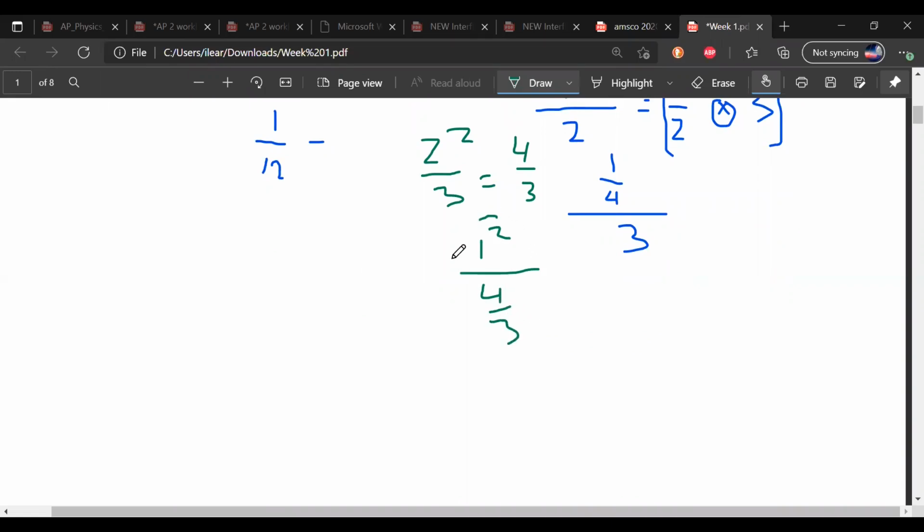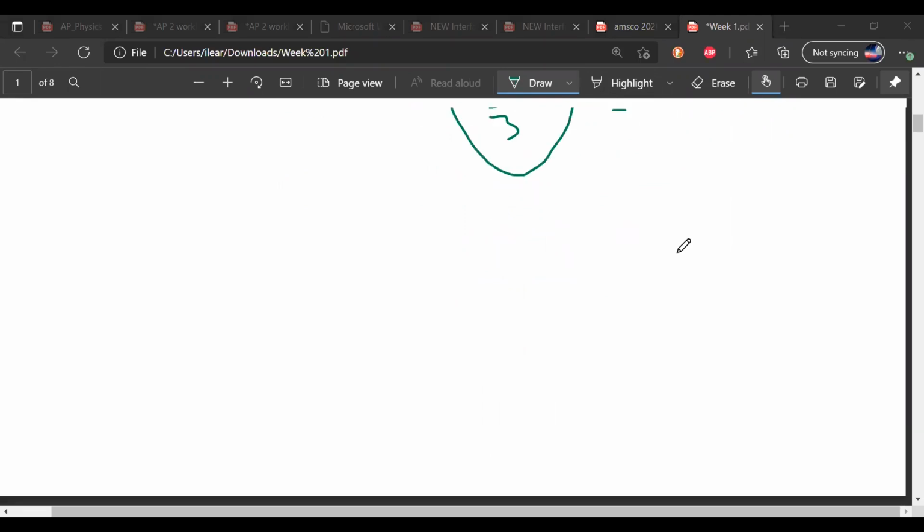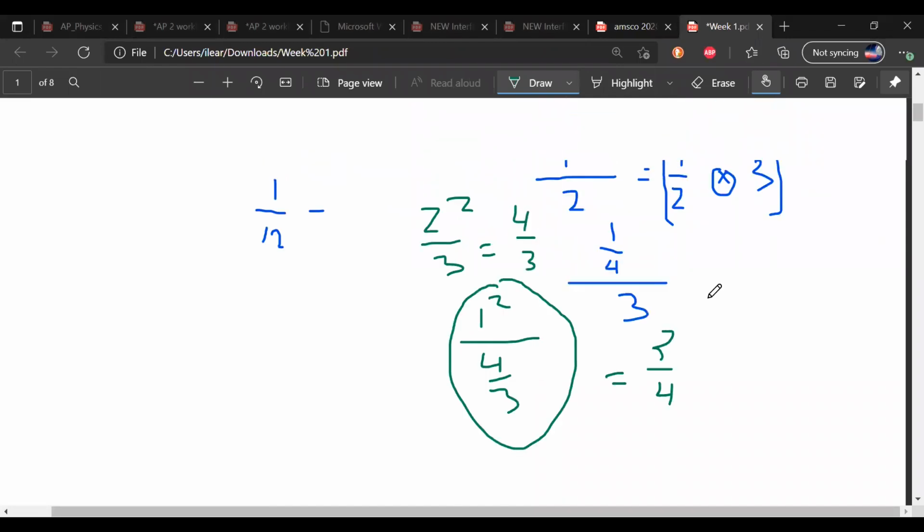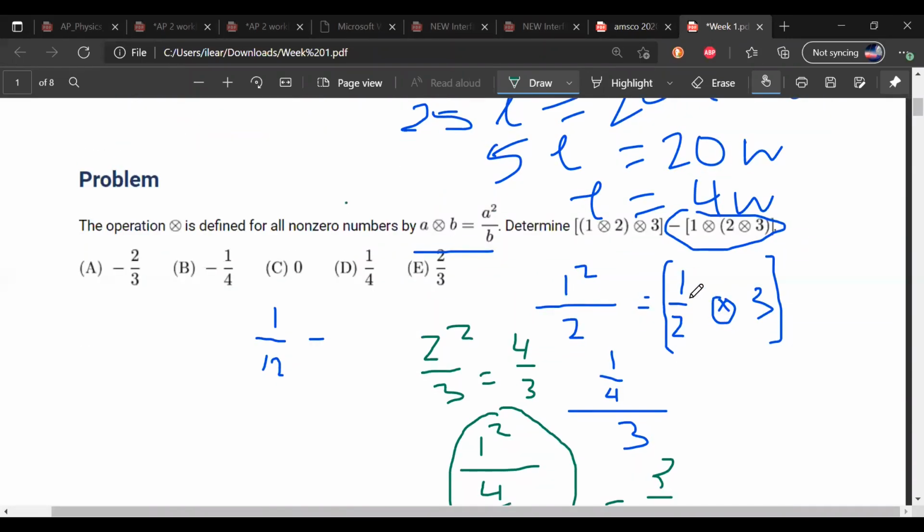Now can anyone tell me what this expression is equal to? Please put it in chat. Yeah, 3/4. Good job. So this is equal to 3/4, right? So now we have 1/12 minus 3/4. So now let's solve this. If we want to simplify this equation, then we would have 1/12 minus 9 over 12, right?